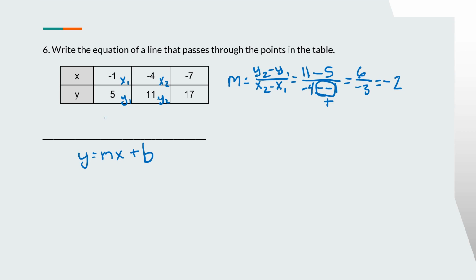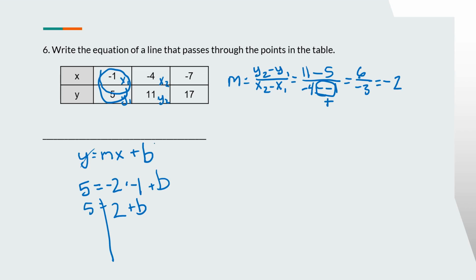Now, again, I've got pieces of it, and I can go up top and take any of the xy's. I'm just going to take that first set because they happen to be the first set. So y is 5, and that equals m, which we know now is negative 2, times x, which is negative 1, plus b. So I go down here, 5 equals negative 2 times negative 1 is 2, plus b.